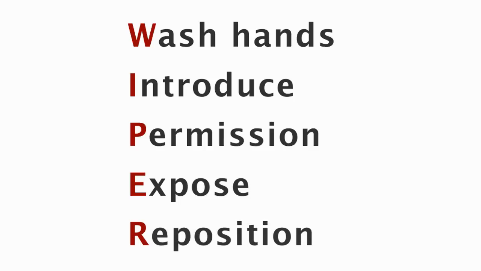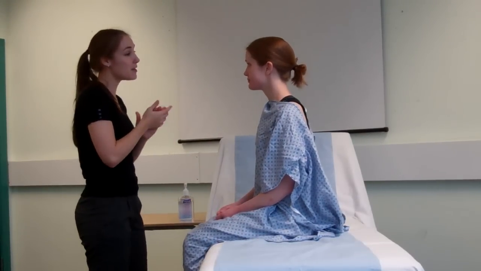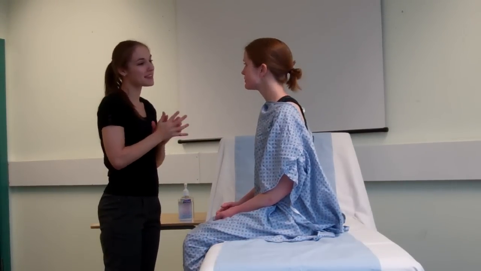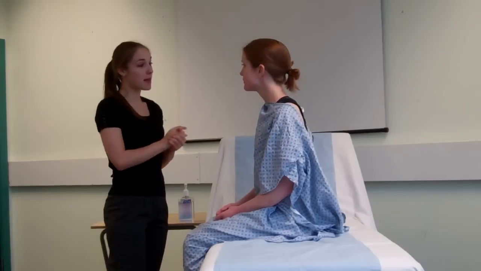In the upper limb examination, exposure should be from the waist upwards and the patient should be in a sitting position. Hello there, my name is Freya Baird. I'm a final year medical student. Can I just confirm your name, please? My name is Jane Smith. Nice to meet you, Jane. Would it be okay if I examined your arms today? That's fine. Are you in any pain in your arms at the moment?